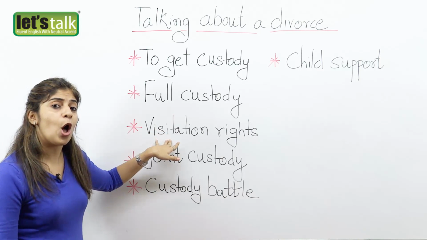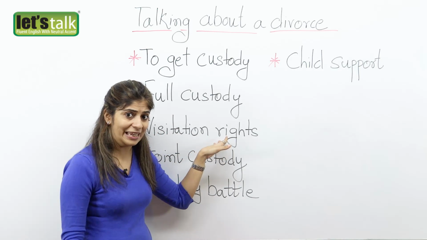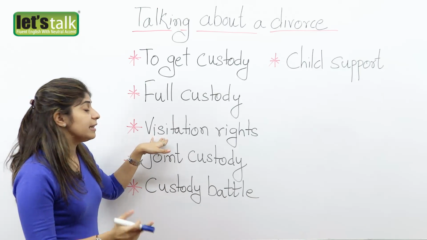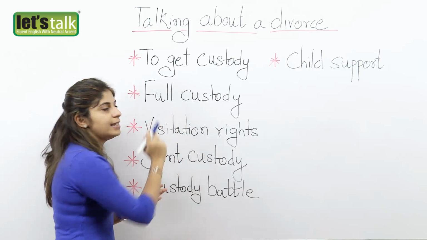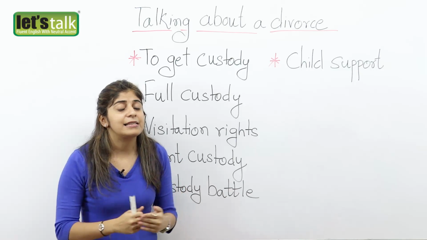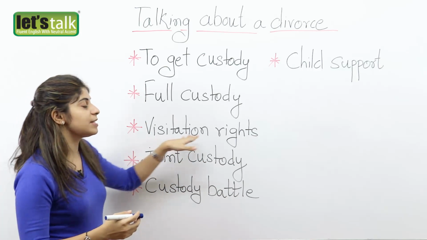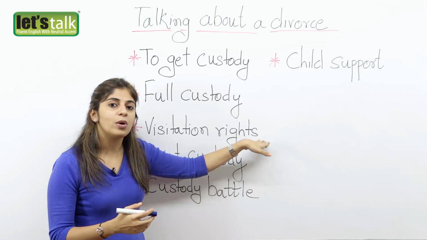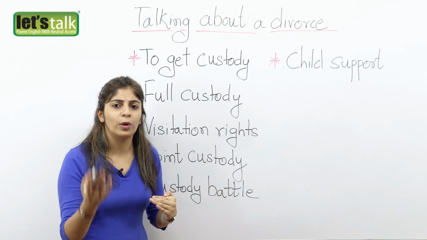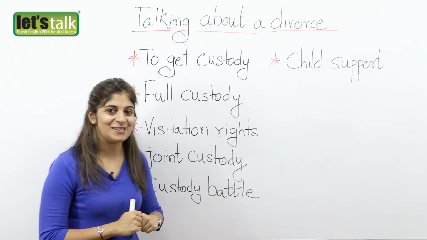But there's also something called visitation rights. Visitation rights mean the law gives certain days when the other parent gets to visit the child or children. So for example, if the mother gets custody of the children, then the father would get some visitation rights, where he would visit on certain days, maybe once a month or once a week, whatever the law decides. That's called visitation rights.